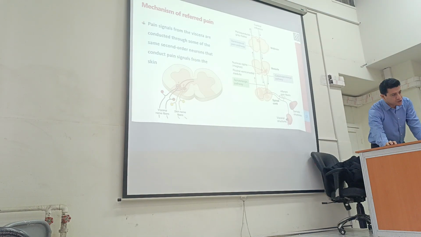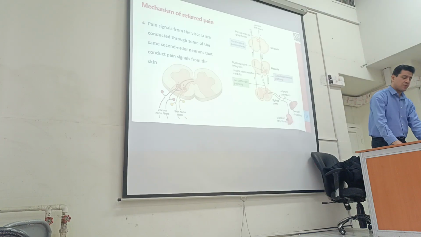The same is also shown here. Pain from the kidney and pain from somatic structures go to the same neuron, and the neuron goes up and reaches the brain, and we feel pain. So when we feel pain, we think that it's coming from this one, not from this one. Right? So referred pain.